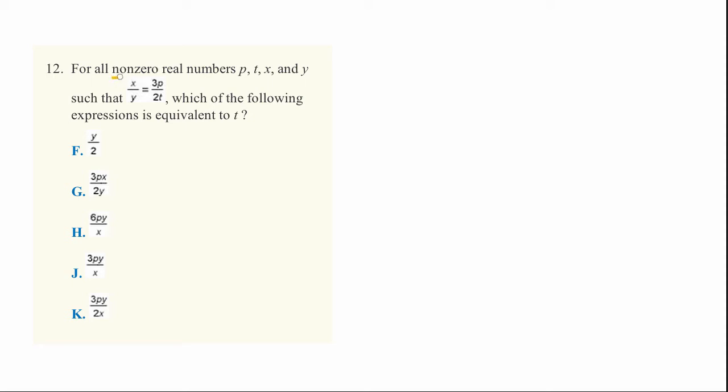For all non-zero real numbers p, t, x, and y, such that x divided by y is equal to 3p divided by 2t, which of the following expressions is equivalent to t? So the important thing here is we're going to solve what is t equal to.